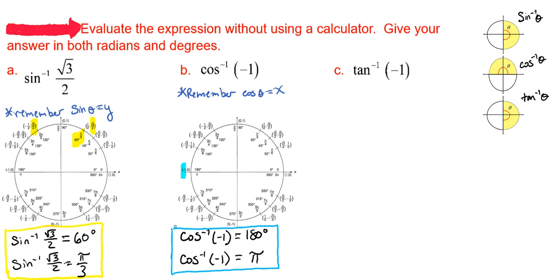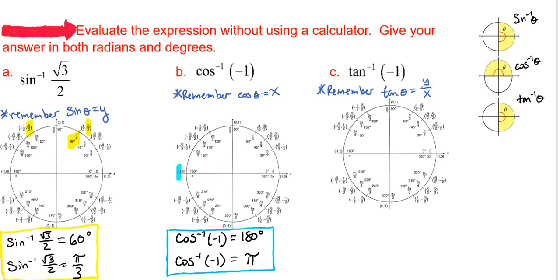I want you to go ahead and try letter C on your own. So remember that the tangent of theta equals y over x. Remember to use your unit circle to help you. So go ahead and push pause, and when you're done, push play, and we'll see if you were right.